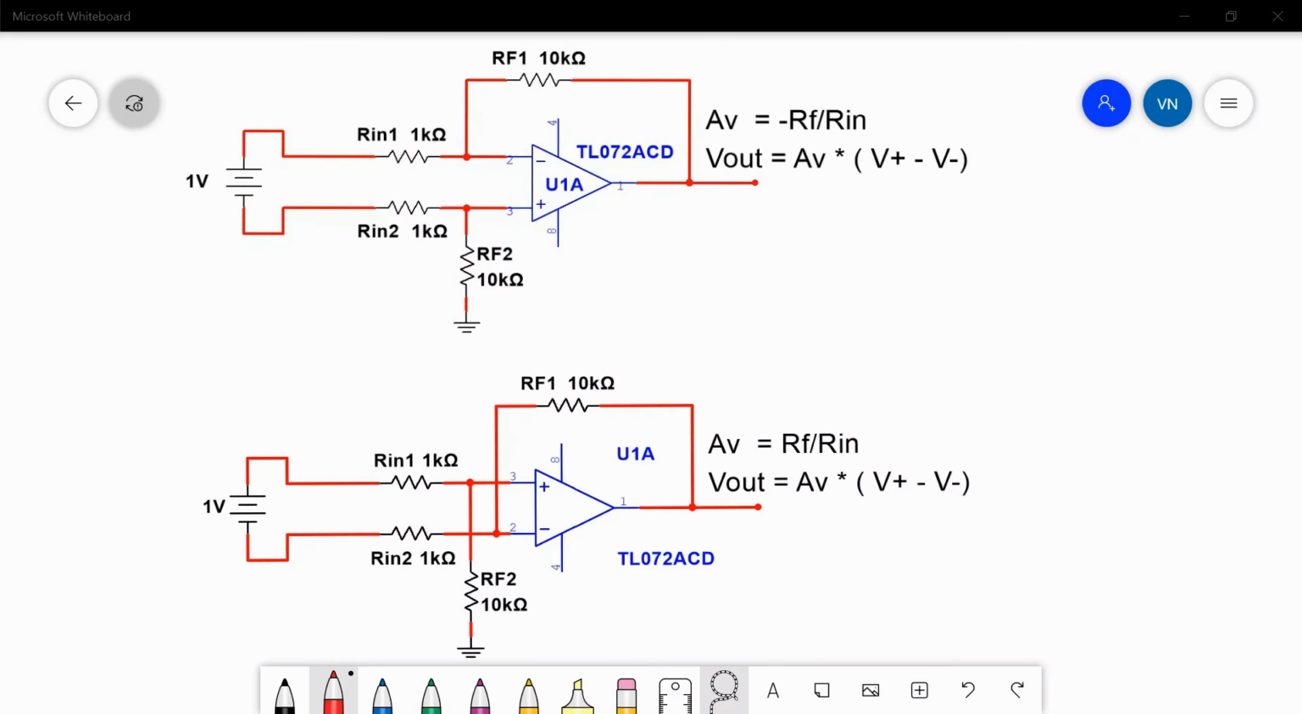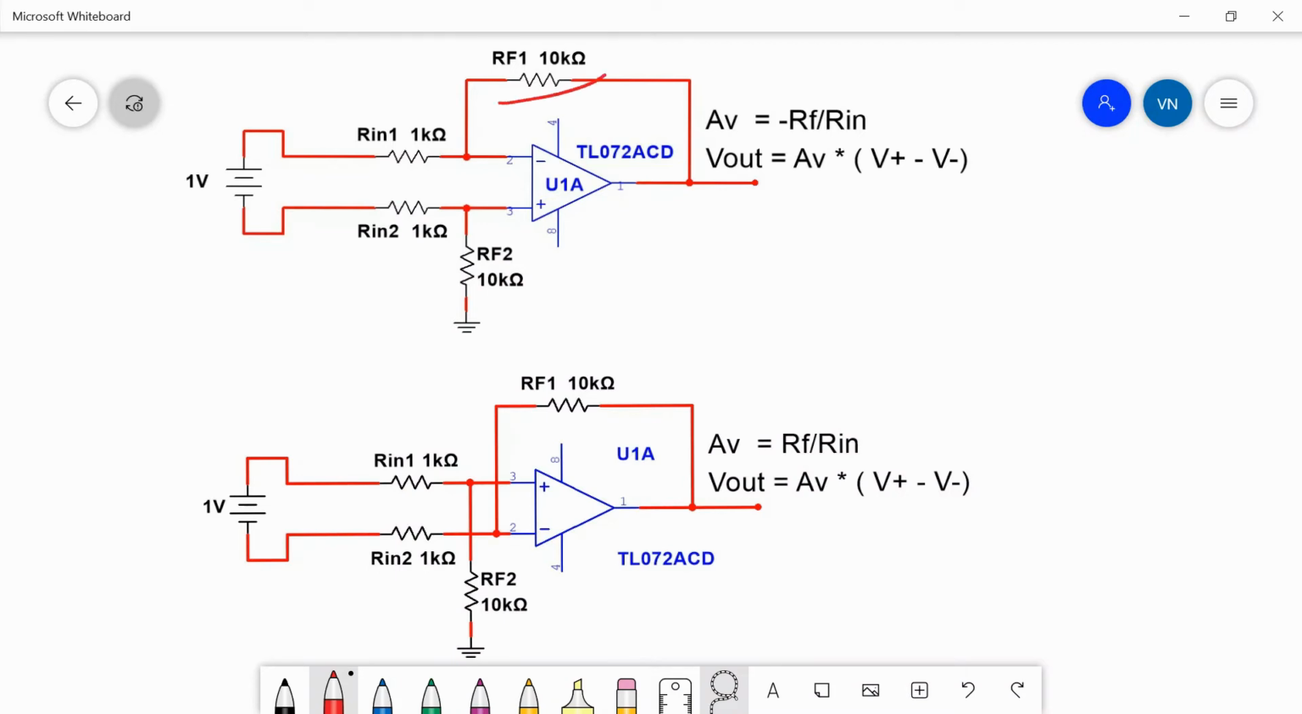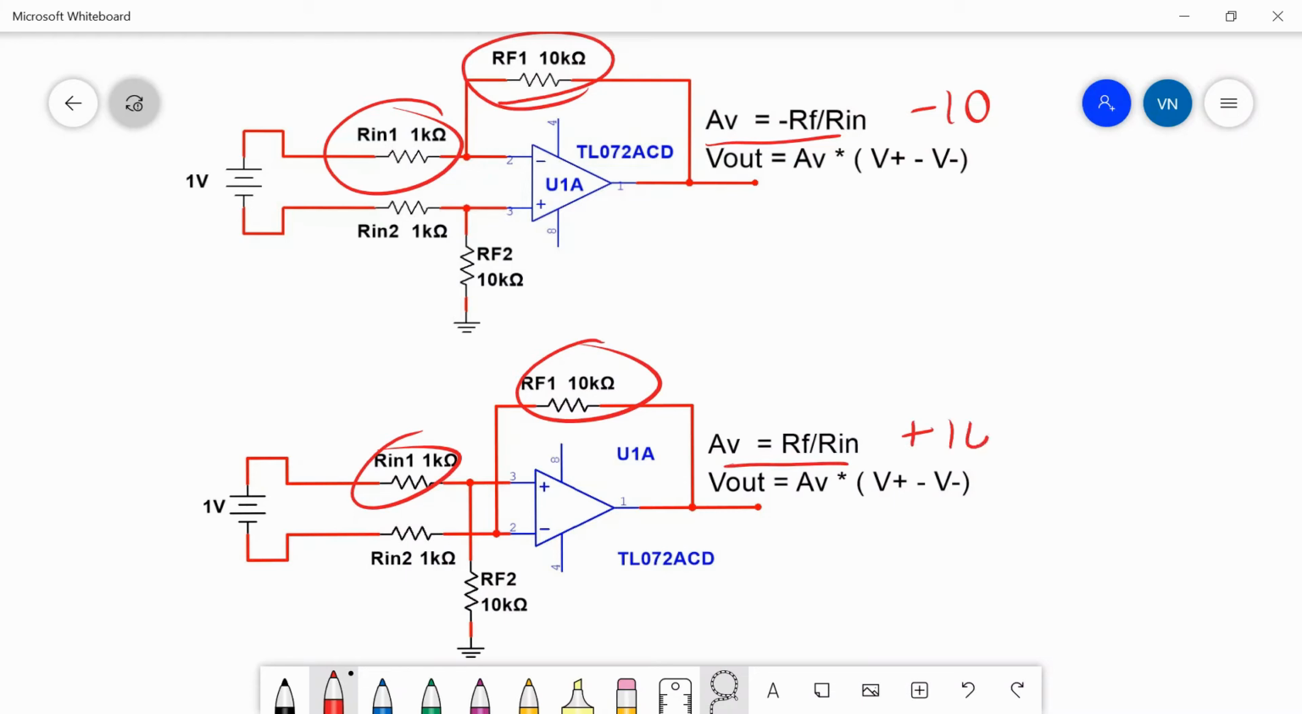Another thing that you need to know about the differential amplifier is that it can be drawn in one of 2 different ways, and that the polarity of the gain is dependent on how you draw it. The magnitude of the gain will remain the same. The gain magnitude will always be one of these resistors divided by one of these resistors. So in the case of both of these, the gain on both of these is 10. In this top one, it's minus 10, and in this bottom one, it's plus 10.